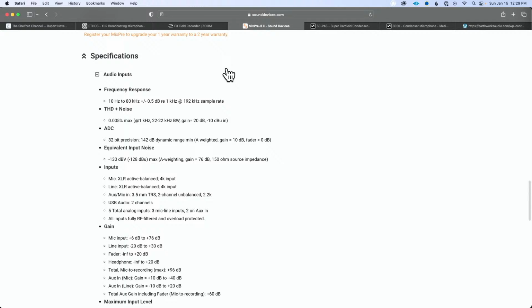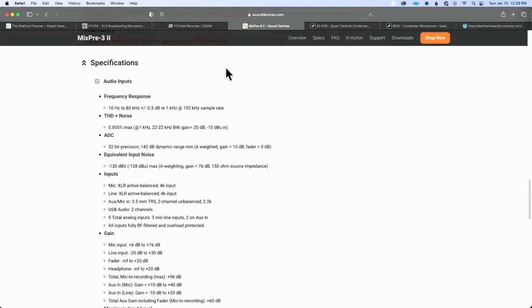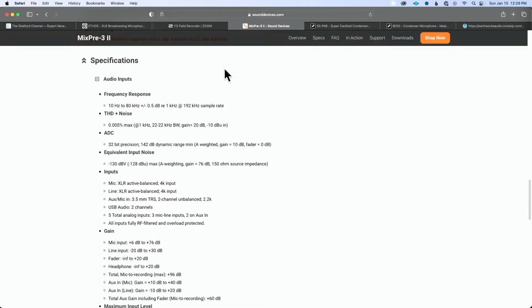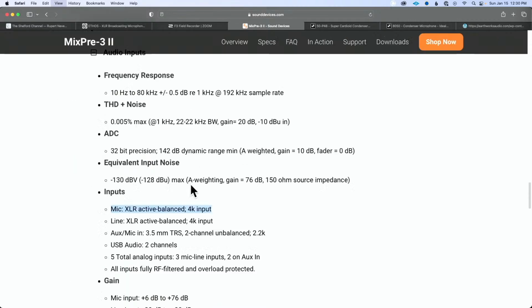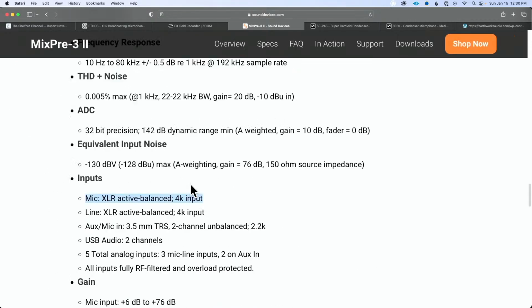Now, here's an interesting one. This is the Sound Devices MixPre-3 specifications here that we're looking at. It's a little unclear here, but I'm pretty sure this spec right here, let me make that bigger. Okay, the inputs, mic, XLR active balanced 4K input. I'm pretty sure that this means that we're talking about a 4,000 ohm input impedance, but they're not 100% clear on that.